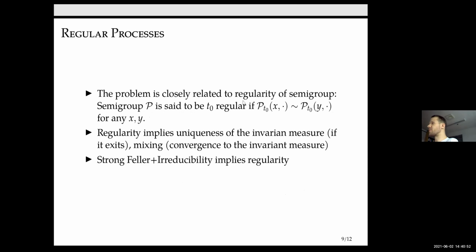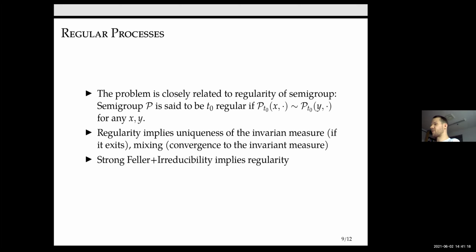And okay, so maybe some more general context: this is closely related to the notion of regularity of a semigroup. So if you have a T0 regular semigroup, if you pick two initial conditions and you run the equation, after time T0 you have the laws being equivalent.